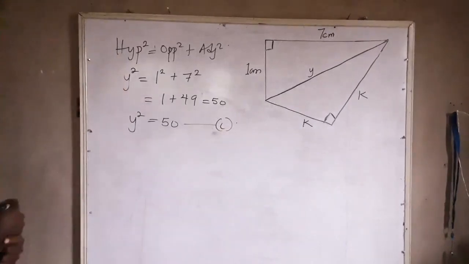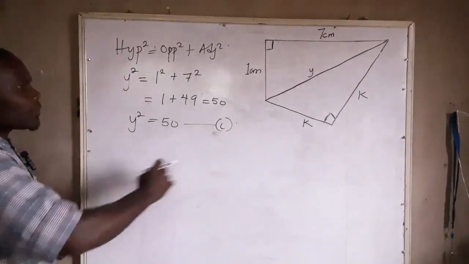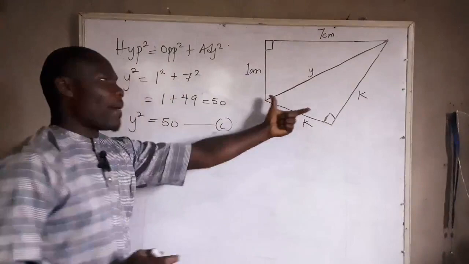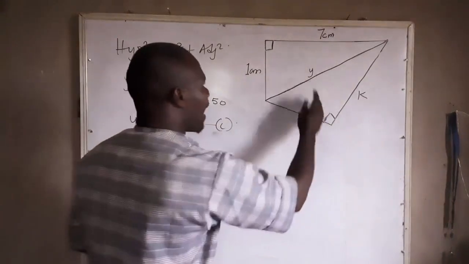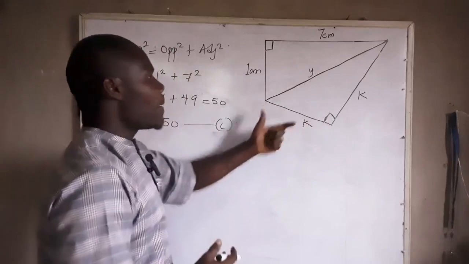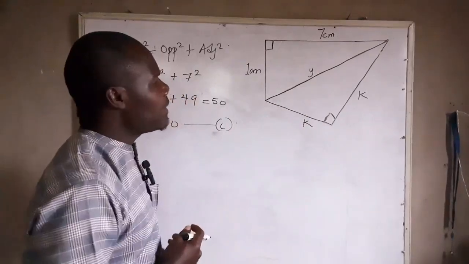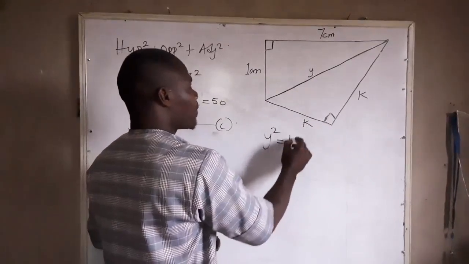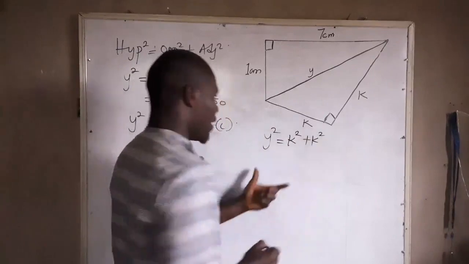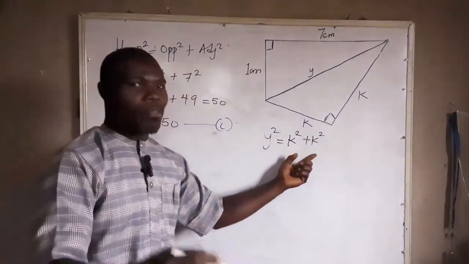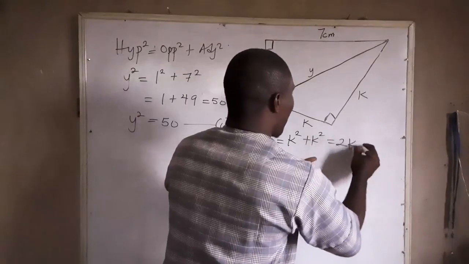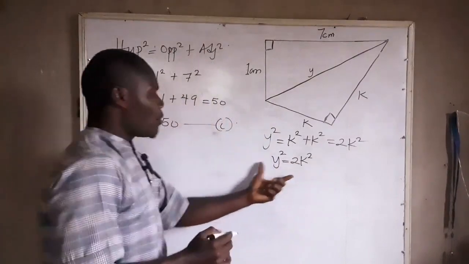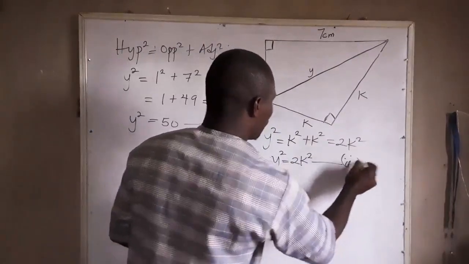Now let's consider the second part below. In the second part, you realize that you still have to apply the same rules, the Pythagoras. In applying the same rules, y squared is equal to k squared plus k squared. Since they are the same, you can add the k squared together to have 2k squared. So y squared is equal to 2k squared. We can call this equation 2.